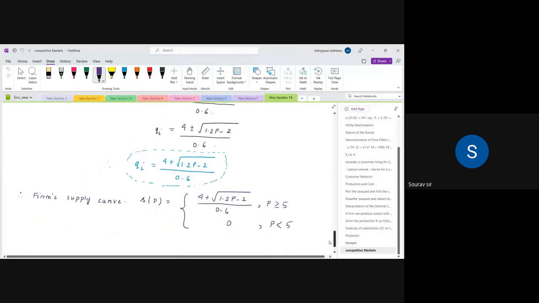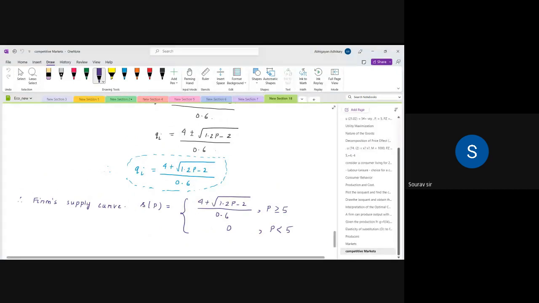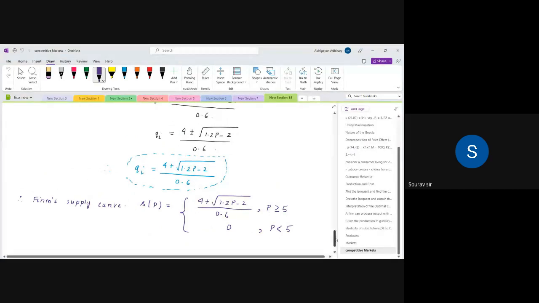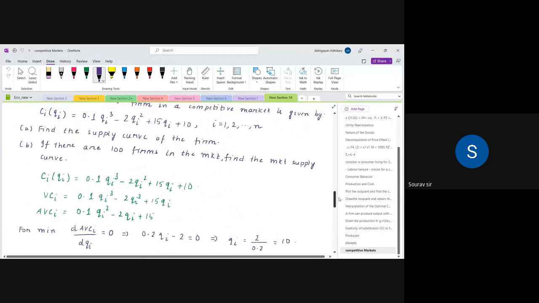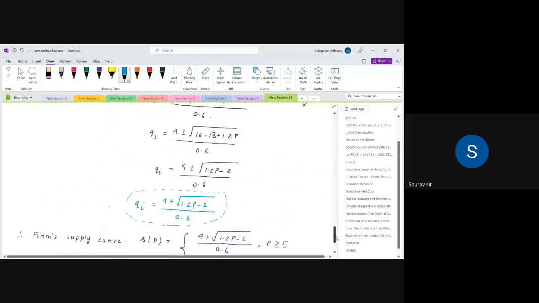If this is fine with all of you, in the last class we found the firm's supply curve, which had this expression. It will be 4 plus something when p is greater than or equal to 5, and it will be 0 for p less than 5. That was part A of the question. Part B was that if there are 100 firms in the market, we want to find the market supply curve. Did any of you give this a try?